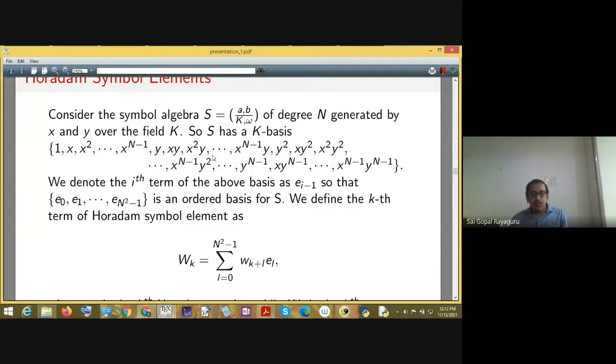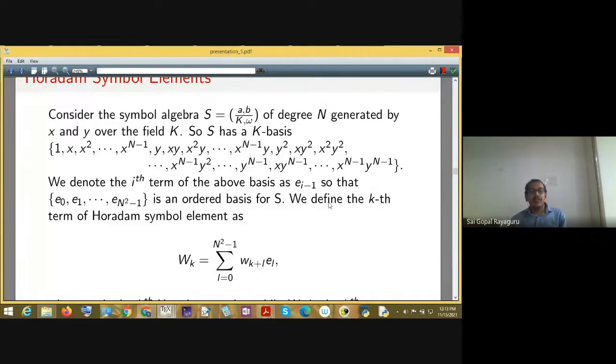So if I fix this basis as e_0, e_1, up to e_(n square minus 1), there are in total n square elements in the basis. So this is an ordered basis. Why did I say ordered basis? Because I am not going to change the order. If the order is changed, then the behavior of the elements will also change.